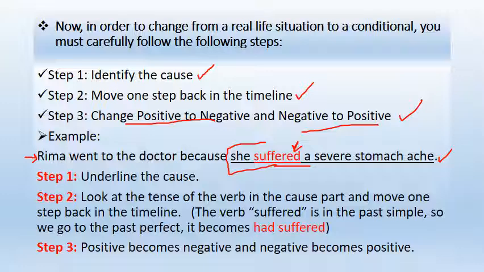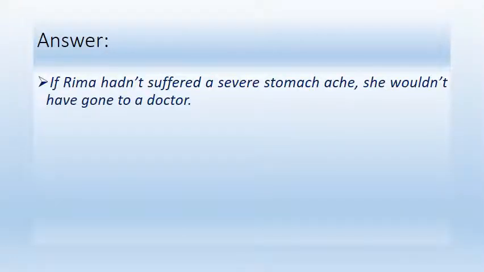Suffered. What tense is that? That is in the past simple. So when I move back 1 step in the timeline, past simple becomes past perfect. Suffered becomes had suffered. And look, this is positive. I have to change it to negative. Positive also changes to negative to make sense. It becomes past perfect plus not. If Rima hadn't suffered a severe stomach ache, she would not have gone to a doctor.